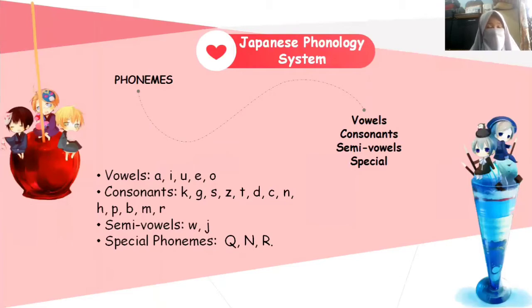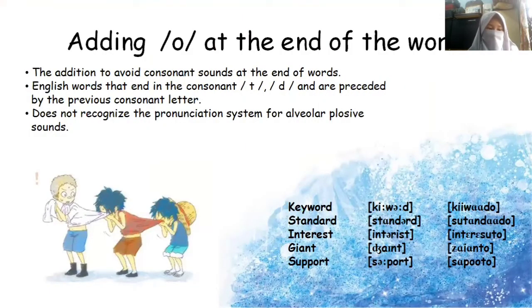Next, the Japanese phonology system. There are four phoneme groups in the Japanese phonology system. First, vowels: A, I, U, E, O. Consonants: K, G, S, Z, T, D, C, and H, P, B, M, R. Semivowels: W and J. Special phonemes: Q and R. Phonology is a science that studies the sounds of the language. So phonology is the right study to observe this.